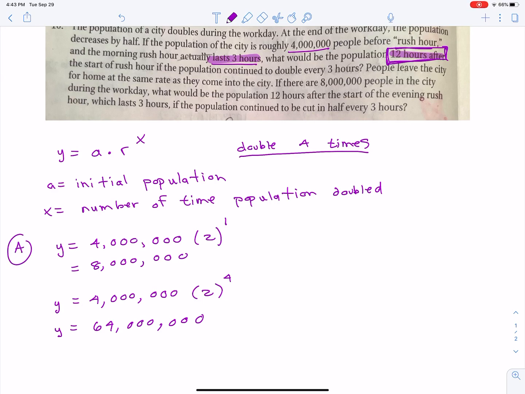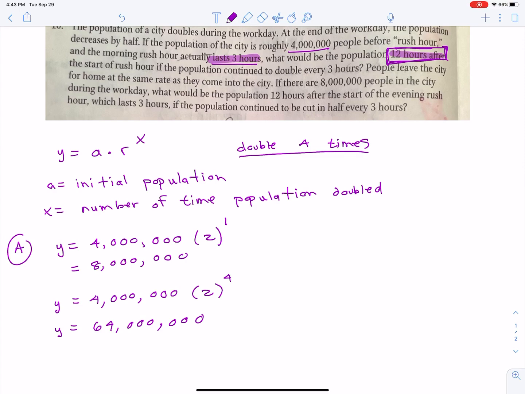Now, part B of this question. In part B, we start with 8 million people. Our initial amount is 8 million people, and the number of people is going to decrease by half every 3 hours. I think it was every 3 hours, right? Yes.